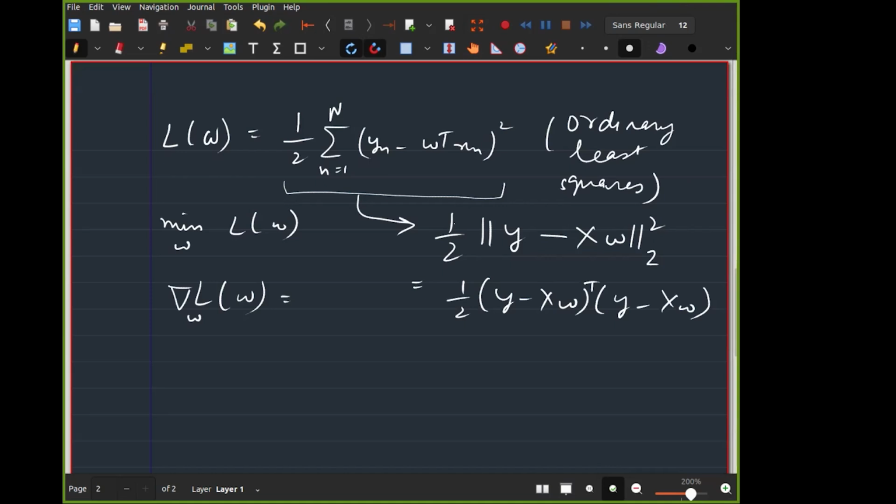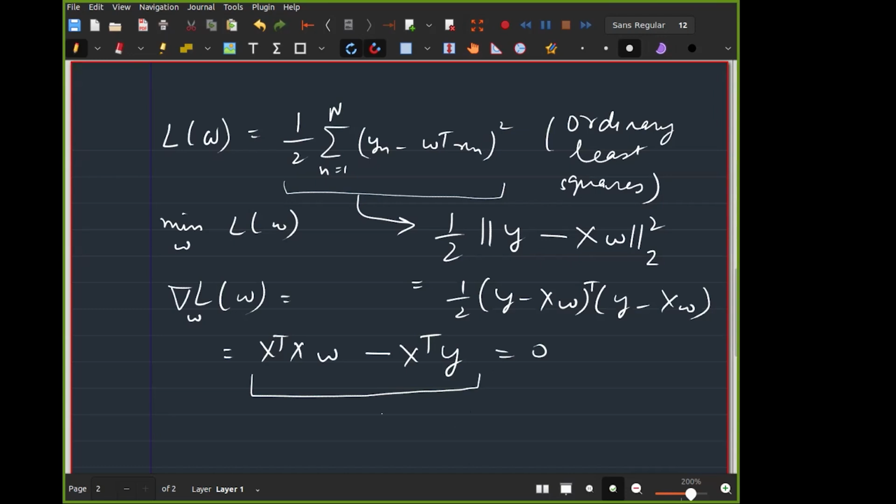Anyways, I'm just writing equivalent forms of the loss function, and if you find the derivative or gradient of these with respect to w, you'll get something like this: x transpose x w minus x transpose y. And of course, you can do gradient descent based on this, which is fine, but you could also equate it to zero, because that's the optimality condition, if it is possible to derive w. And at least in this case, it is possible.